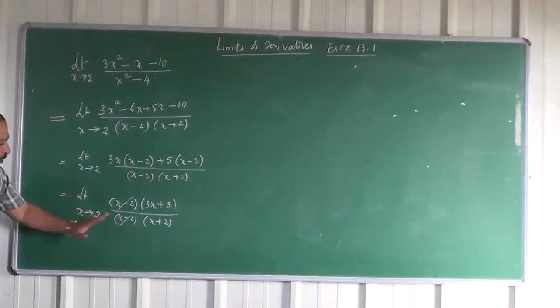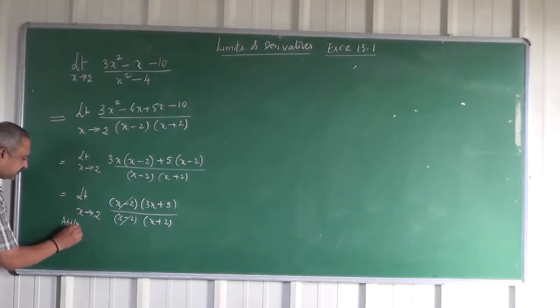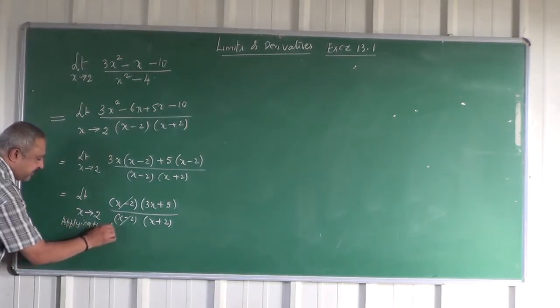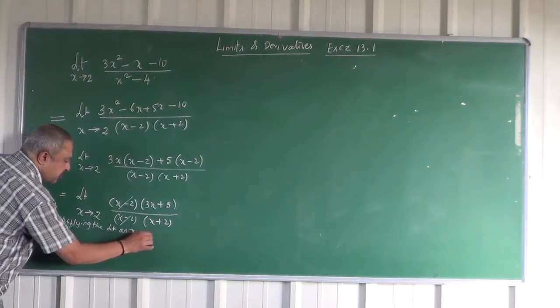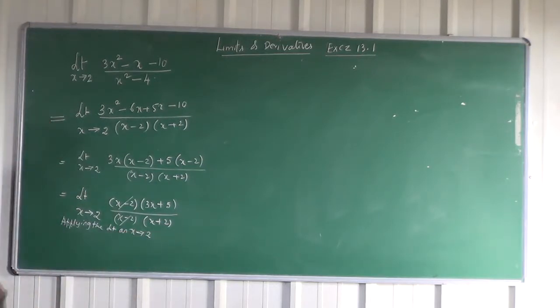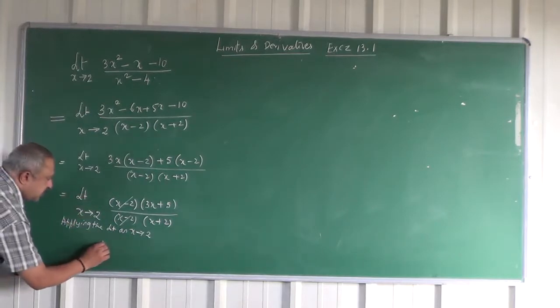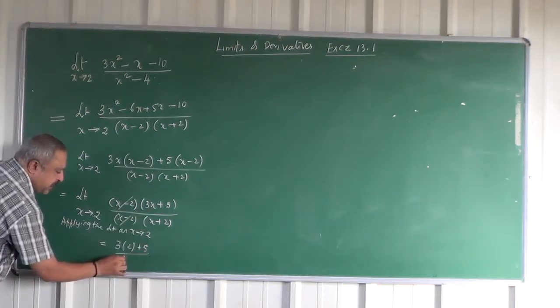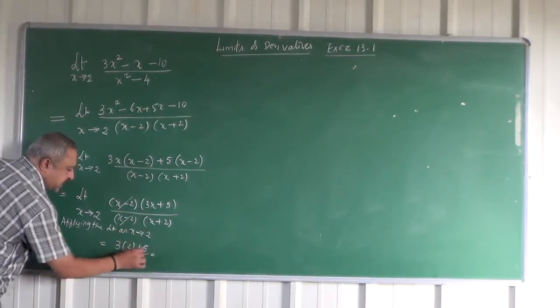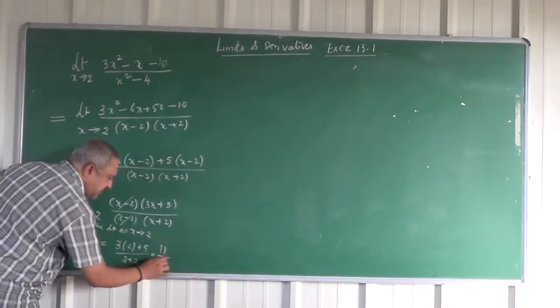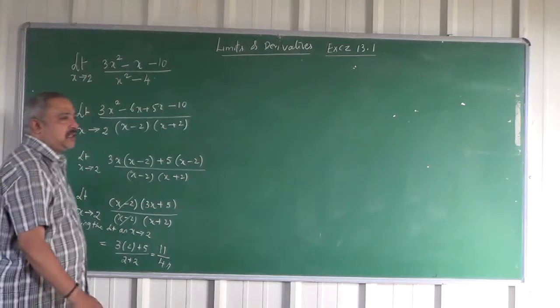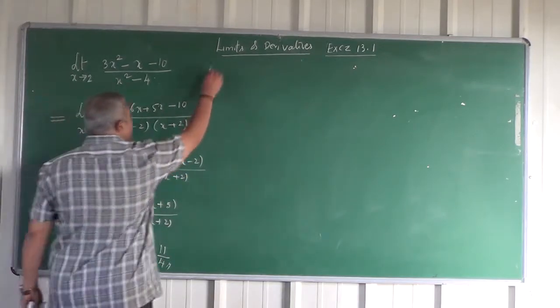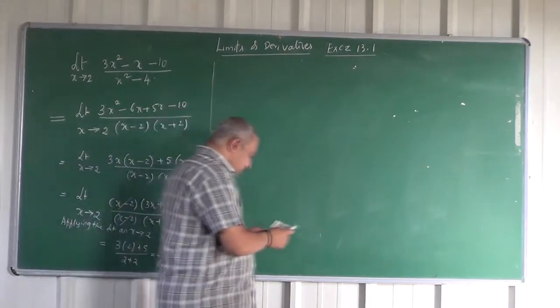Since there is no 0 by 0 form from now onwards, we are eligible to apply the limit. Next step is applying the limit as x tends to 2. I told you, once you start applying the limit, you have to stop writing the limit sign. So this is 3 into 2 plus 5 divided by 2 plus 2. That is 3 into 2 is 6, 6 plus 5 is 11, divided by 4. The limit is 11 by 4. Okay, next problem.